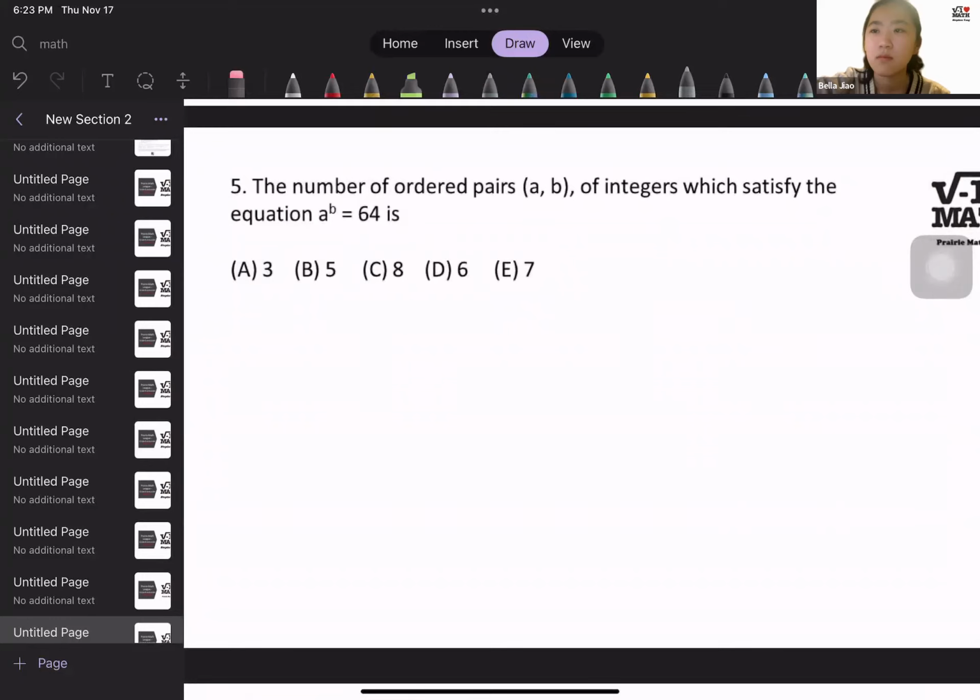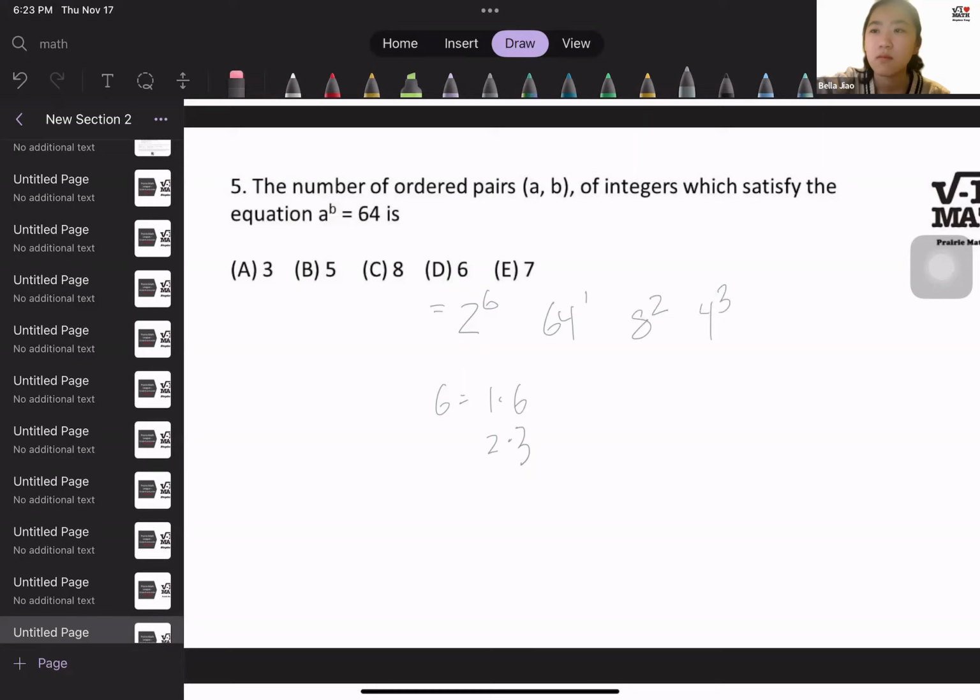So what we can do here is we can just factor 64, which is of course 2 to the power 6. We can factor 6 as well. It's just 1 times 6 or 2 times 3. And then here we'll see that a to the power b could be 2 to the power 6. It could be 64 to the power of 1. It could be 8 squared, or it could be 4 to the power 3.